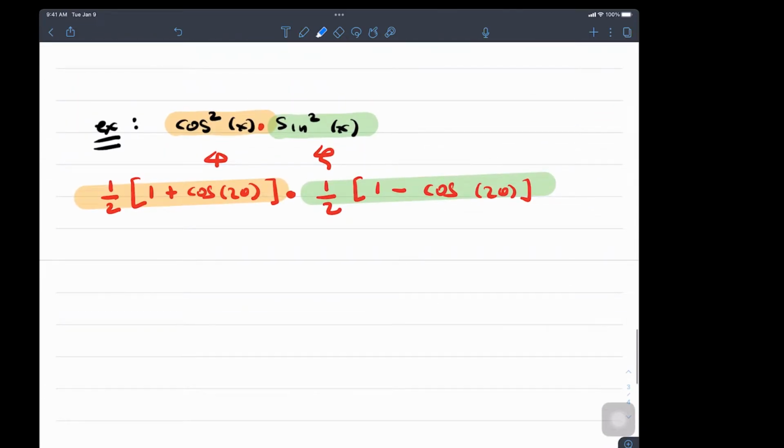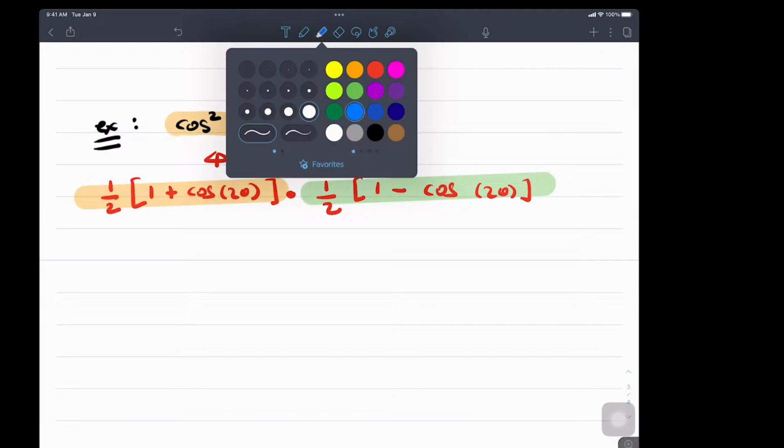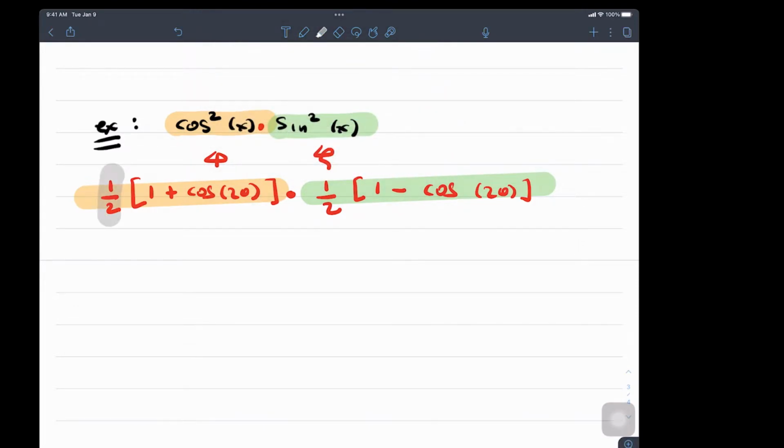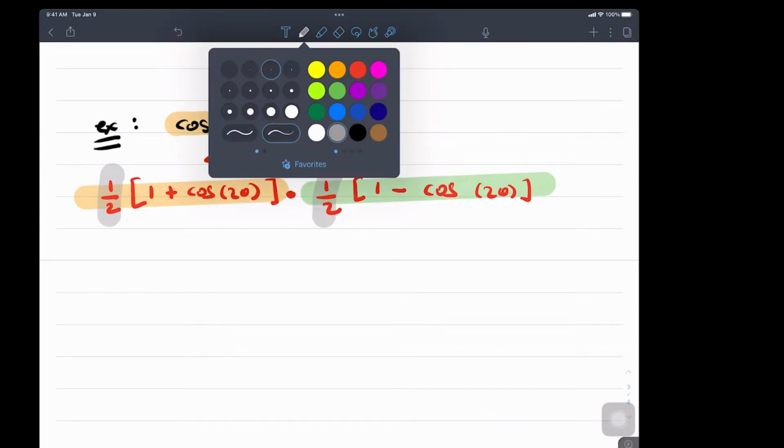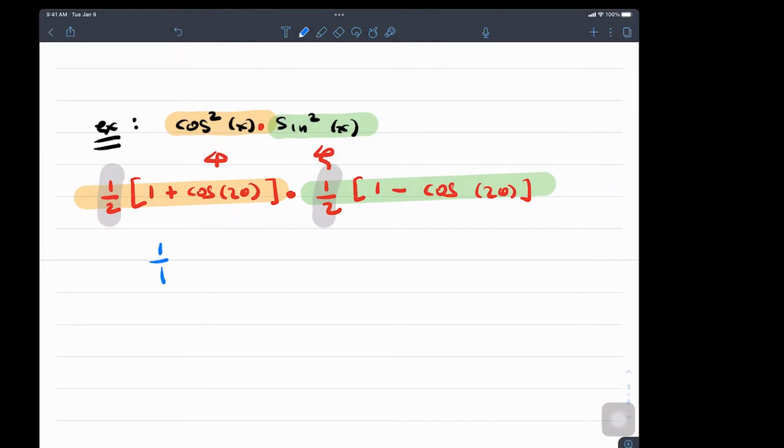And remember now, you say, what do I do now? Remember, the order in which you multiply doesn't matter. So you're going to multiply the two fractions here, right? So I'm going to say, what's 1/2 times 1/2? Do you guys know what that is? That's 1/4. You get 1 plus cosine double theta, 1 minus cosine double theta.